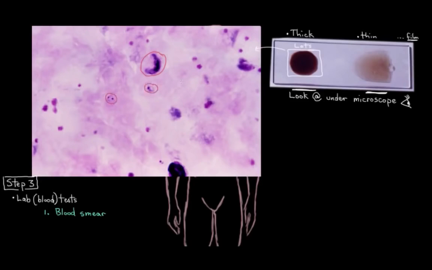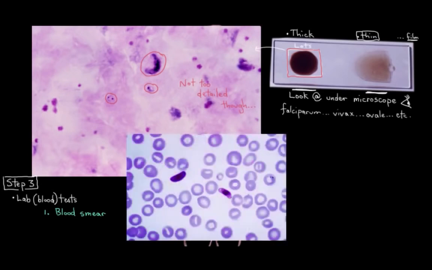Again, the main thing with this thick film is that we can look at lots at once to make sure we're getting a good representative sample of the person's blood. But we don't get too much detail in a thick film. And in fact, remember that there's a couple different types of plasmodium. There's falciparum, there's vivax, there's ovale, but we can't really differentiate them on a thick film. We need our thin film for that. So let's move over to our thin film.